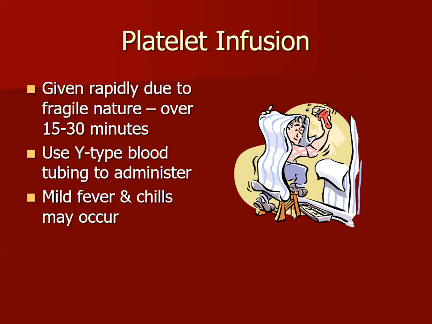Platelet infusion. So it's given rapidly due to fragile nature over about 15 to 30 minutes. We say it's kind of dumped in. We use a Y-type blood tubing to administer it. We have white blood cell filters that can help people with histories of febrile reactions. And mild fever and chills may occur, which is quite common. So after multiple platelet transfusions, again, that patient can develop the anti-HLA, and so then we can do that lymphocyte typing and then premedicate them to help decrease their chances of those reactions.